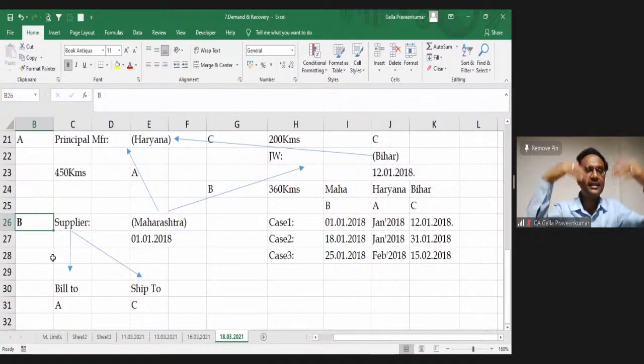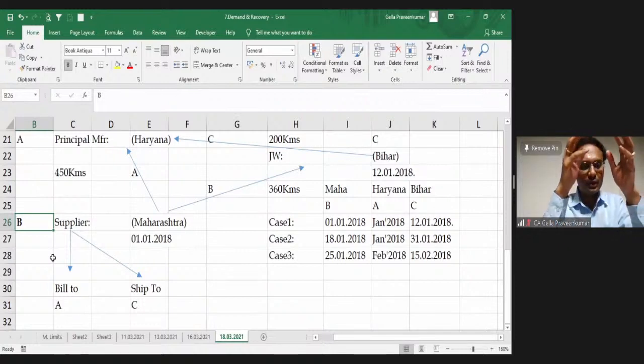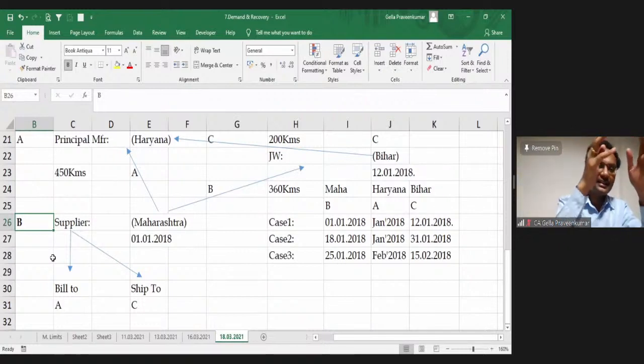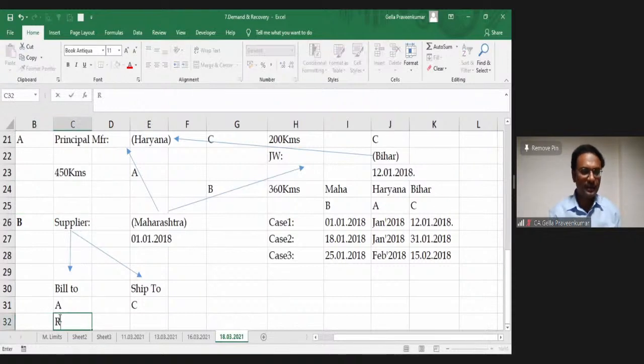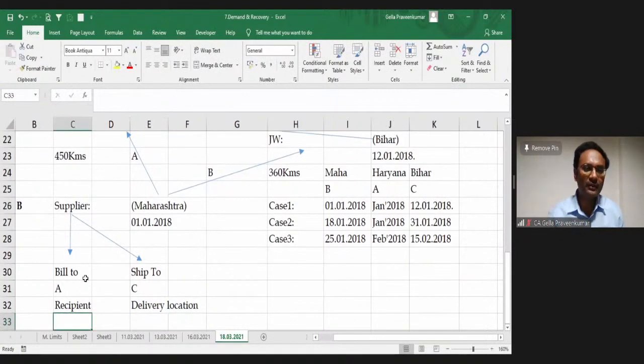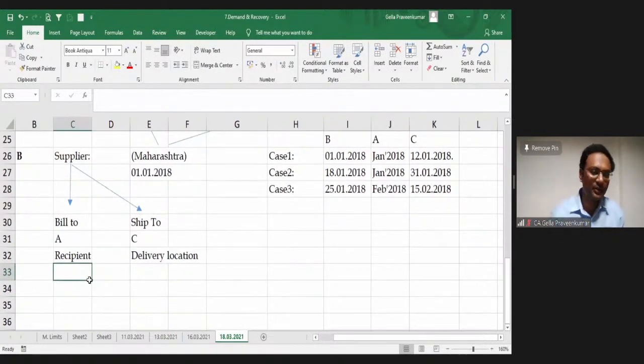The same thing is communicated in the e-way bill. In the e-way bill, the delivery location is where I deliver the goods, to C. Who is the registered person recipient? A. When B raises the e-way bill, he will mention, I bill to A, I ship to C. This is the delivery location. Recipient and delivery location: this is what we need to understand with respect to e-way bill provisions.